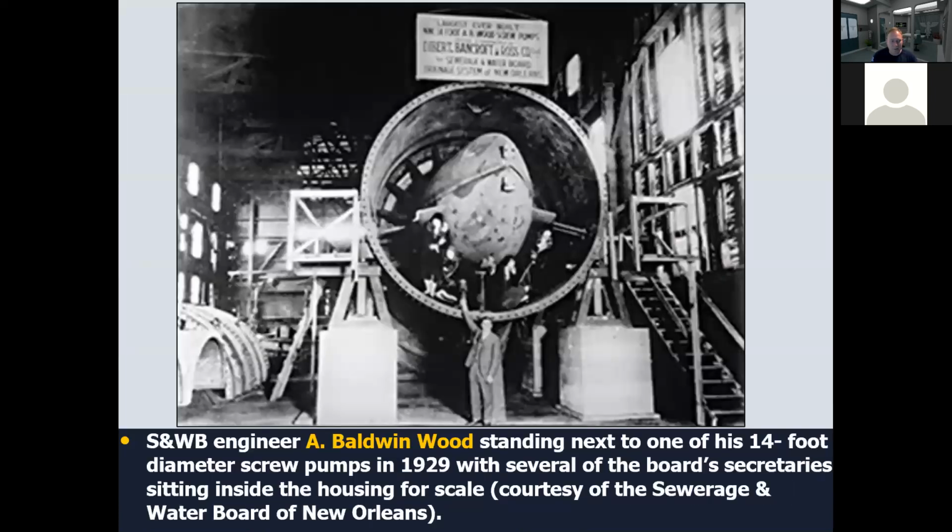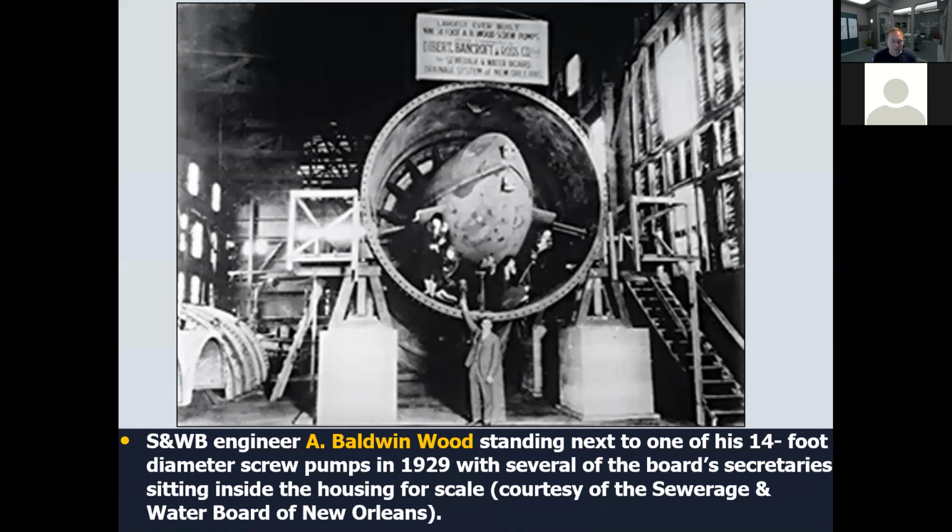This gives you an idea of the size of what's called a wood pump. And the wood pump is a screw design. In fact, many of these pumps are still in operation today. After Hurricane Katrina, a number of them were rebuilt, but it was determined that the design was still quite current, quite accurate, and quite capable of being a critical part of what's needed to help lift and push water out of the New Orleans area.